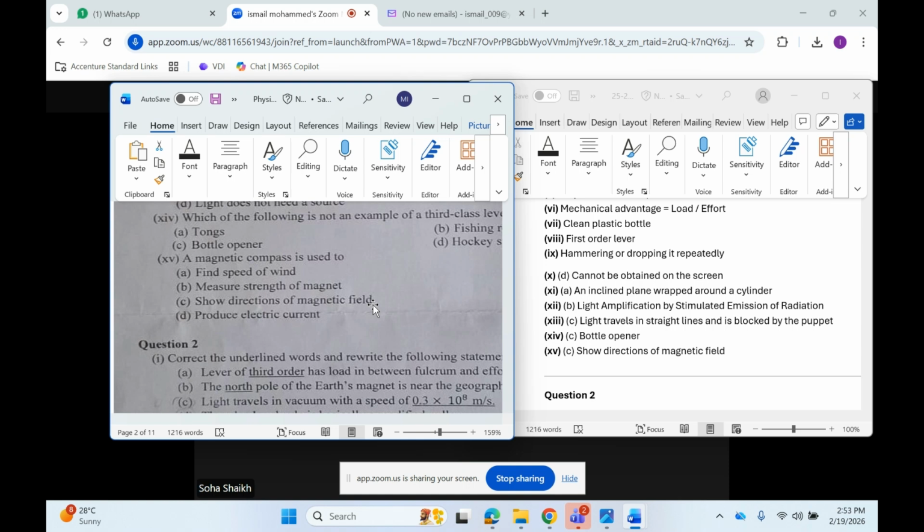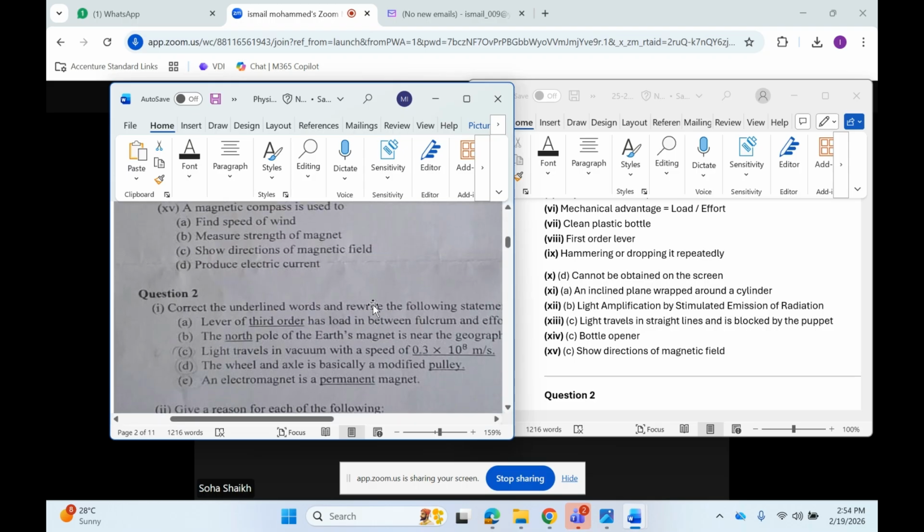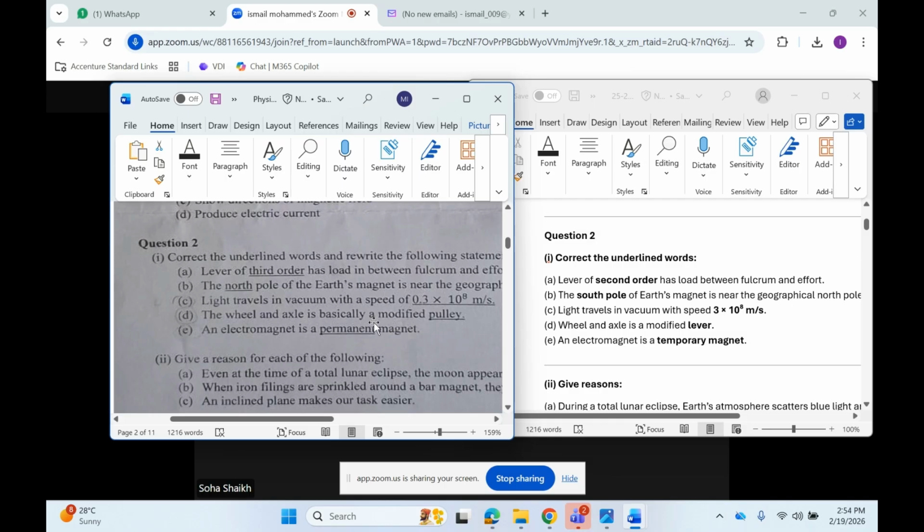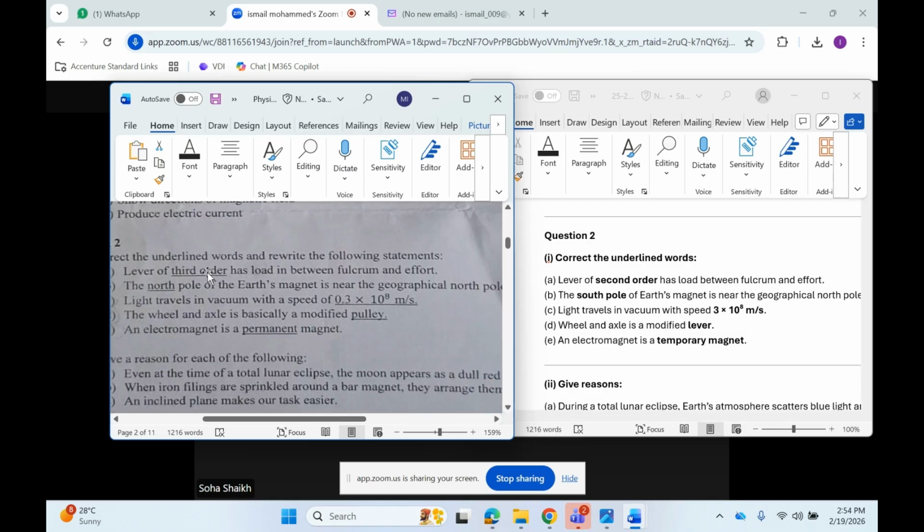A magnetic compass is used to show direction. C. Next one. Levers of third order have the load in between the fulcrum. You have to change it. It is false. It is second order. The north pole of the magnet is near geographical north. No, it is opposite. The south pole of Earth's magnet is near the geographical north pole.